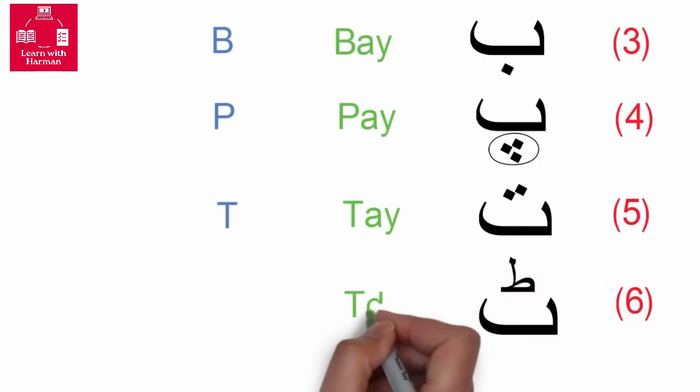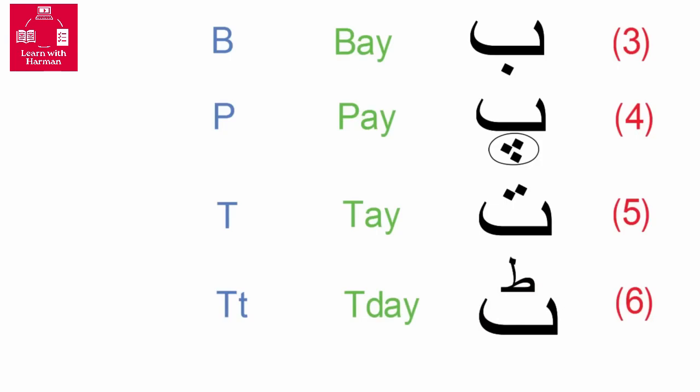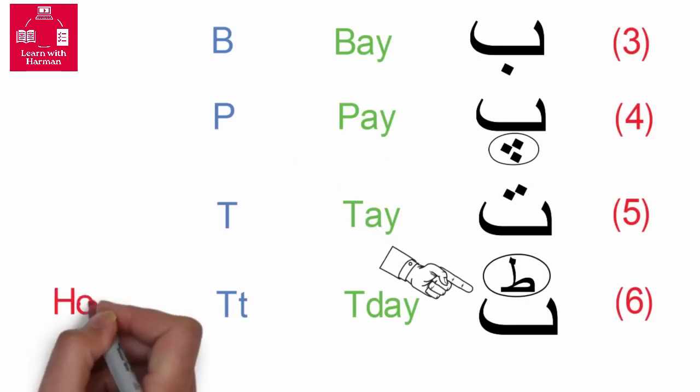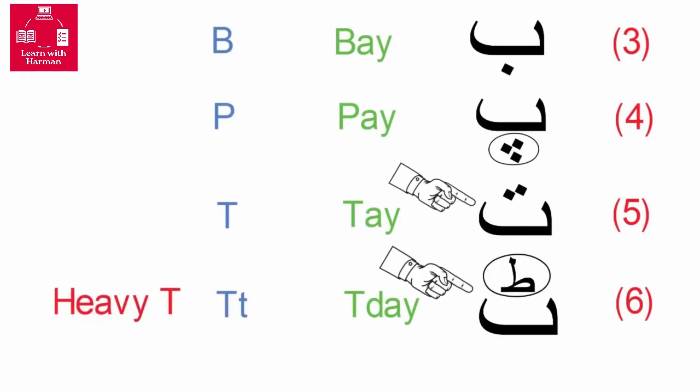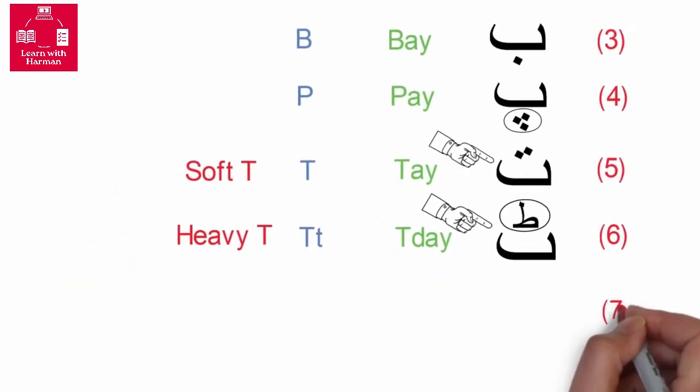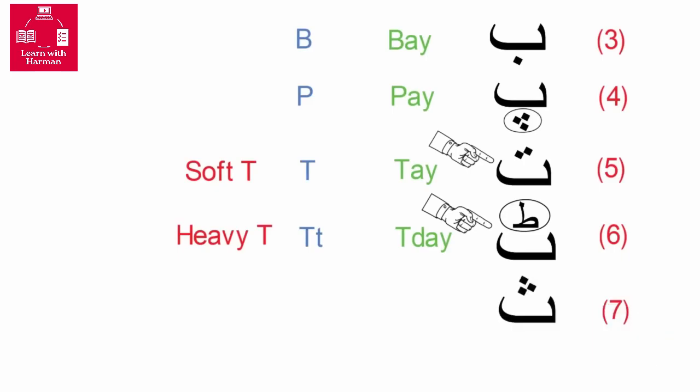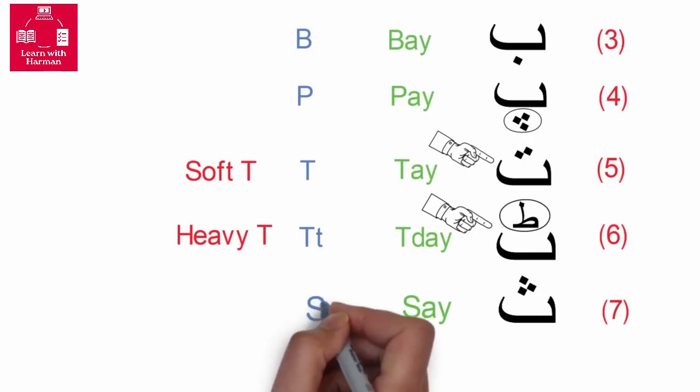Te. It sounds double T in English. It has a symbol, not dots. Actually, it's not a symbol, it's a letter in Urdu, but it's used very small on the letters. That's why it makes a heavy sound, but the other one, te, is soft. Se. Se. It sounds S in English.